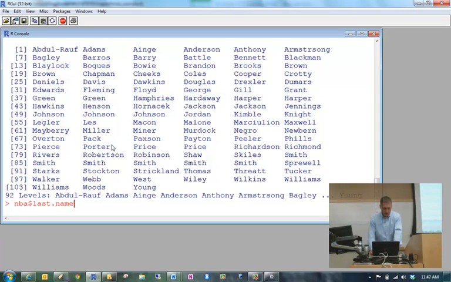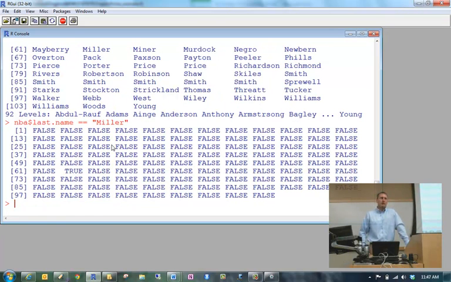If I do this, NBA$last.name equal Miller, what's R going to do? It's going to search for the name Miller. Basically, it's going to compare every single last name to Miller and return trues and falses. There happened to be only one person that season with the last name of Miller, player number 62, since everything's in alphabetical order in the data set. So row number 62 matched Miller. Okay.